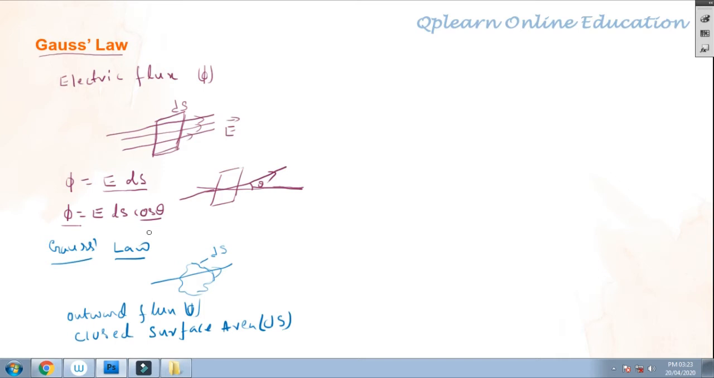Once again I'll repeat. Gauss law states that the outward flux in a closed surface area is always equal to 1 by epsilon naught times the charge enclosed in it. That is the statement of Gauss law.